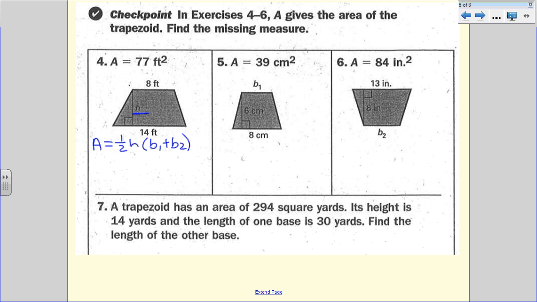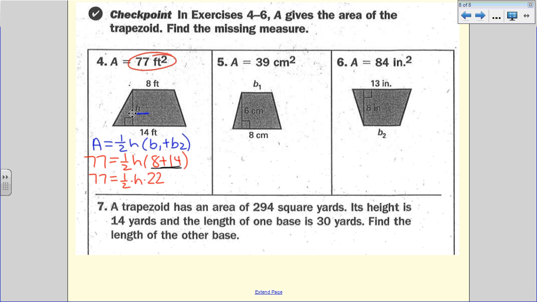And I'm going to plug in what I know. I know the area is 77 feet squared. It says A equals. I know I always have 1/2. I don't know what H is. And so I have 8 plus 14 for my bases. Hopefully you guys are looking at this and going, add 8 and 14 together. Simplify. Exactly. I'm not doing any solving here yet. I'm just going to add 8 plus 14 and call it 22.